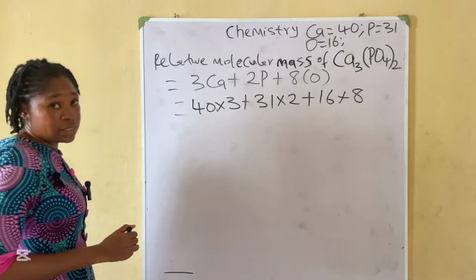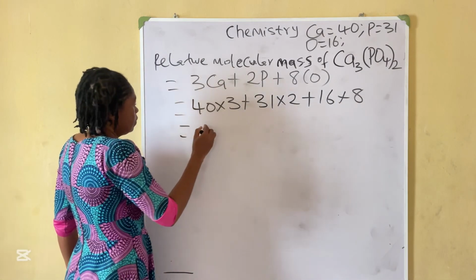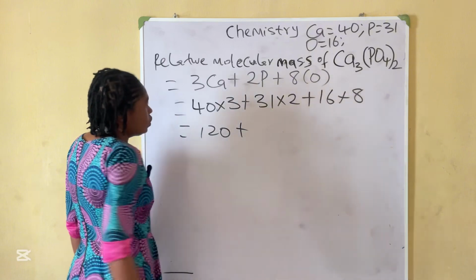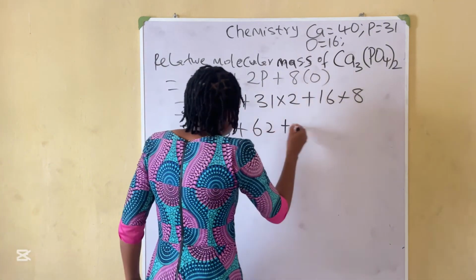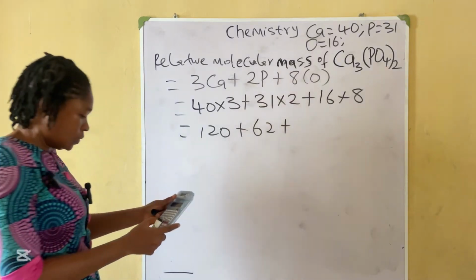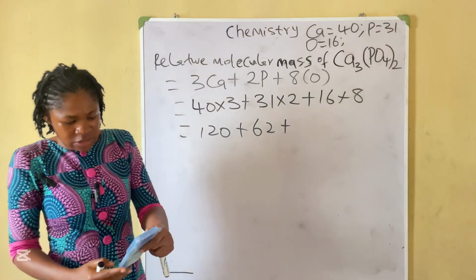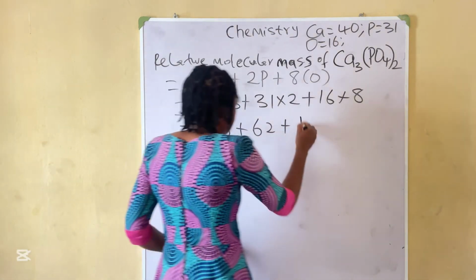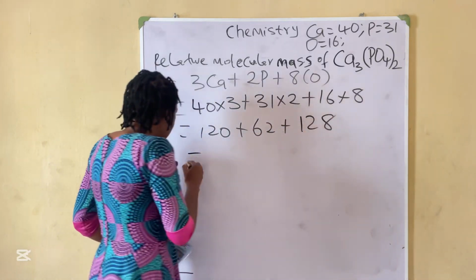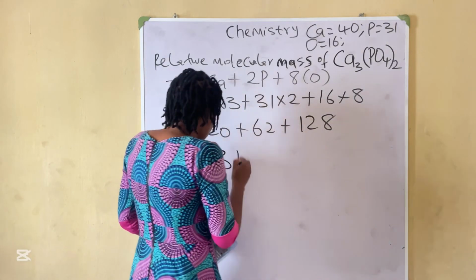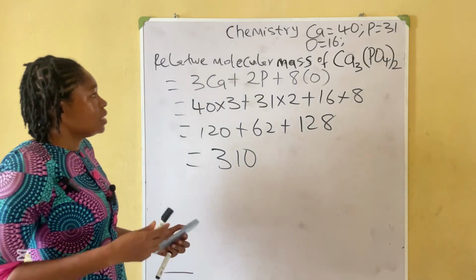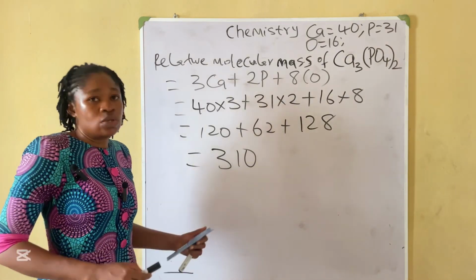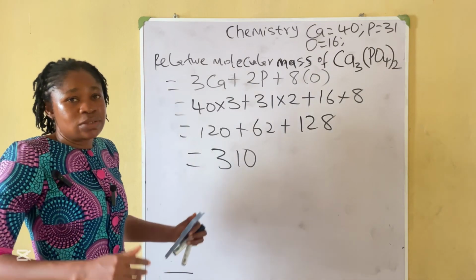So 40 times 3 is 120. 31 times 2 is 62. 16 times 8 is 128. So let's sum them together. 310 is the relative molecular mass of calcium tetraoxophosphate 5.